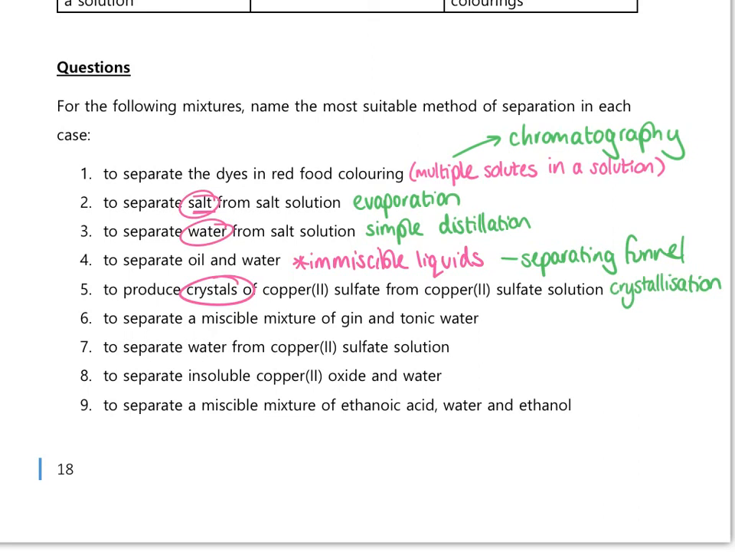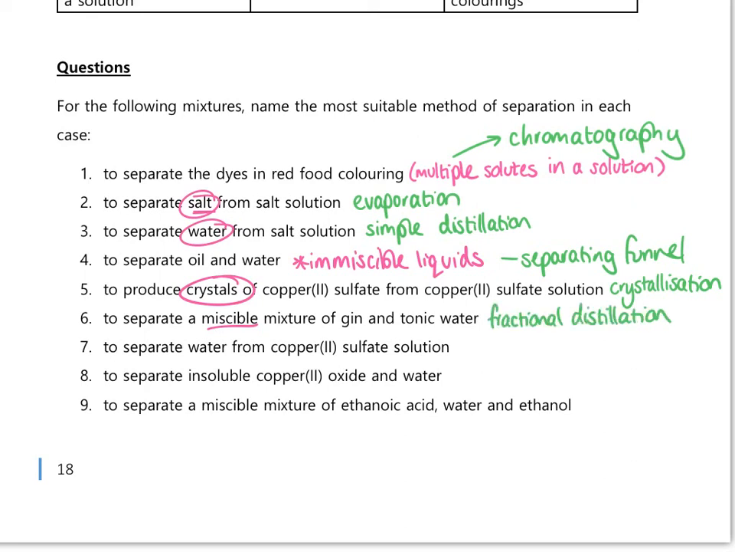Number 6 then is to separate a miscible mixture of gin and tonic water. So both are liquids, but they are miscible liquids. They mix, so I cannot use a separating funnel because they will both just form one layer. They will mix together. And so what I want to use here is fractional distillation because that will give me a good separation between my two liquids that will have different boiling points.